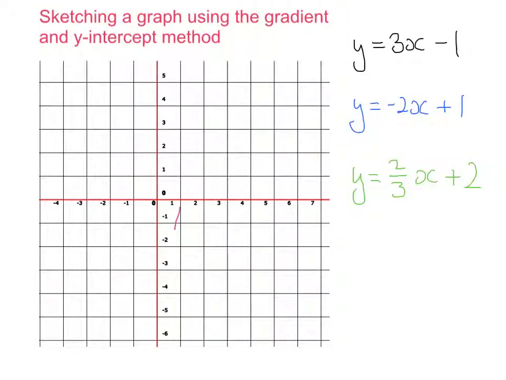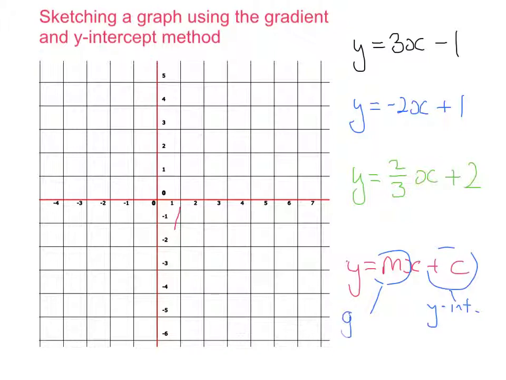Okay, we're going to be having a look at how to sketch a graph, a linear graph, using the gradient and y-intercept method. So I've got a few examples here. If you remember, we have our standard equation in the form of y equals mx plus c, where the plus c bit is our y-intercept and the m bit is our gradient, which is also equal to rise over run.